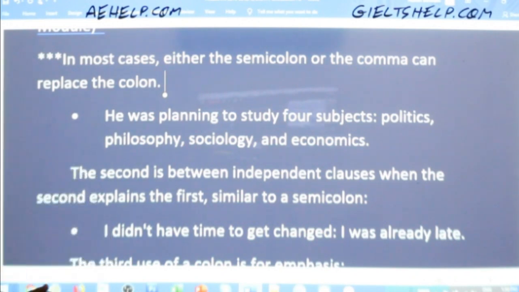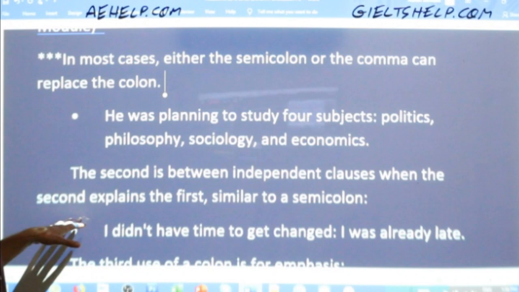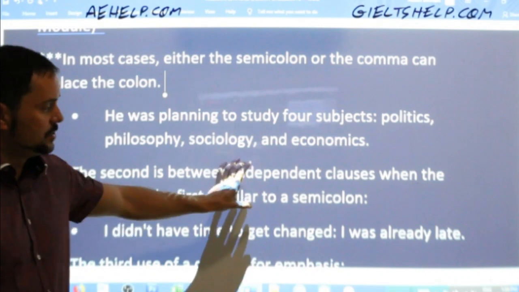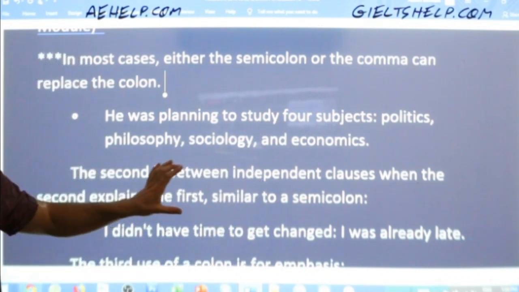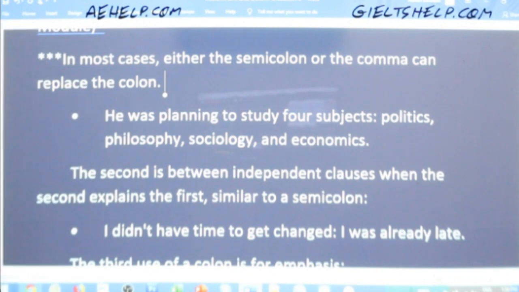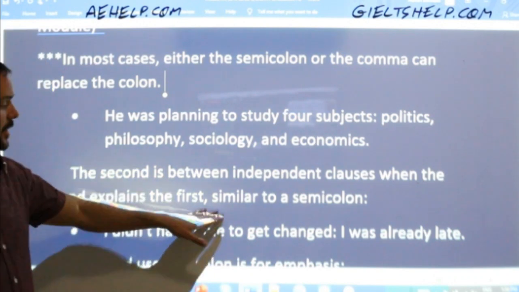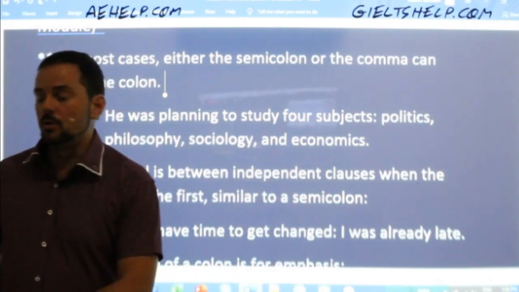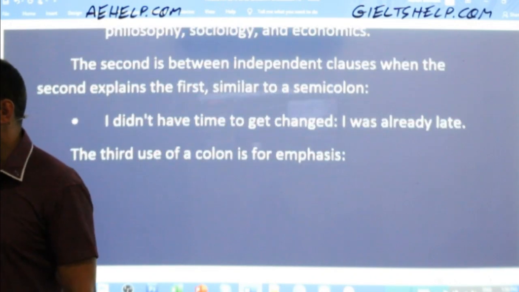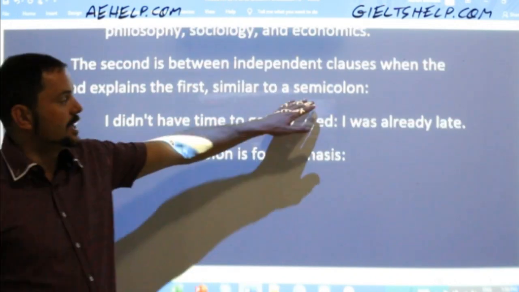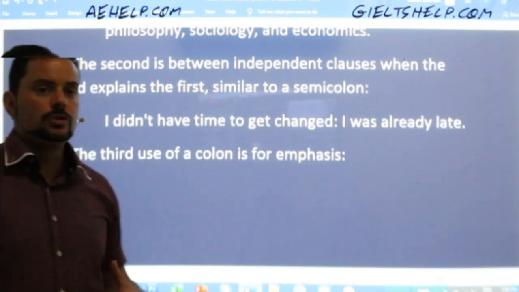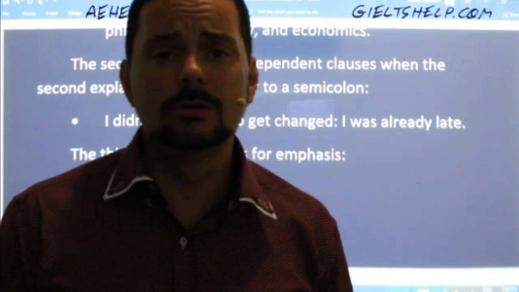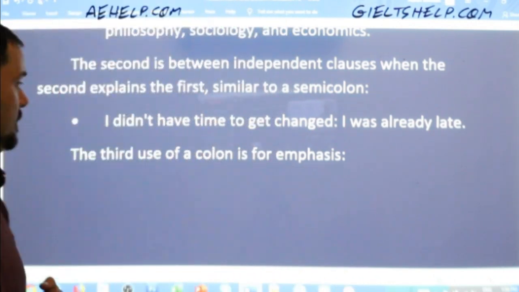The second is between independent clauses when the second explains the first. And even here in the instructions, now this is not my original instructions. This is borrowed from an online source. So here it also tells you exactly what I'm saying. So it's similar to a semicolon. Okay? So in these cases, you can usually use a semicolon instead of a colon. When you use a lot of different punctuation marks in your writing task 1 and 2, it can become more confusing for your reader. So be really careful.